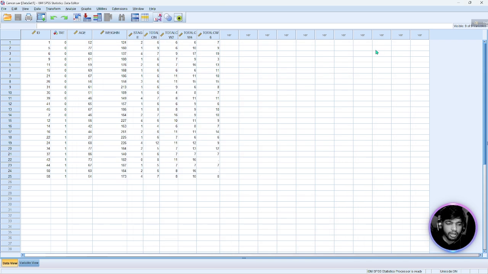And that was all for the t-test: the three types of t-test, the one sample t-test, the independent t-test, and the paired sample t-test. And this was all for today.